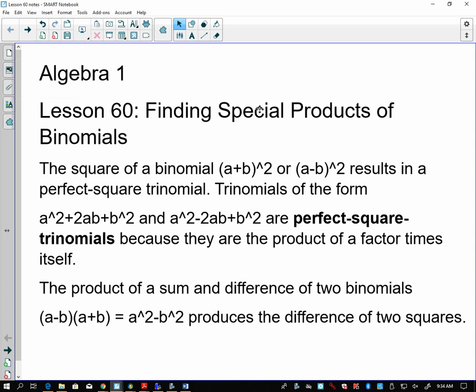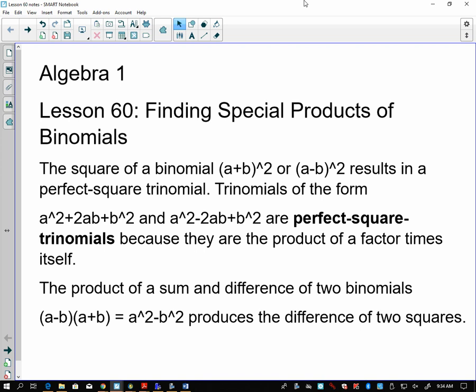All right, Algebra 1, Lesson 60. I believe this starts over on page 390 in your book. I'm going to talk about finding special products of binomials. So these are special situations, which means when you see these situations, the same patterns will be consistent.